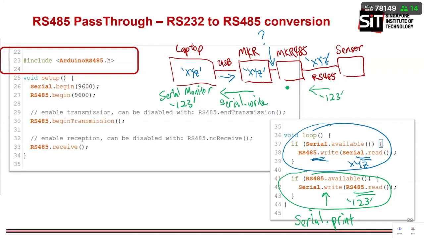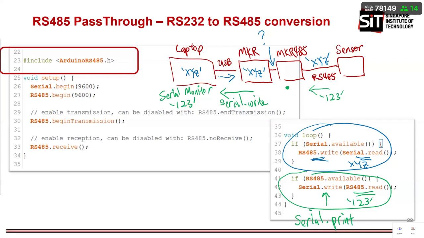So this pass-through is actually to let you be part of the communication protocol. Why do I say you are part of the system? Because you are the one in front of the laptop. You can type onto your serial monitor to send data from your laptop to your MKR, to MKR485, and from MKR485 out to the sensor. Then when there is data coming back, the sensor will return, in this example, 1, 2, 3 through the RS485 wiring to our MKR board, and the MKR board does a serial print or serial write onto your serial monitor. So this is what is going on.